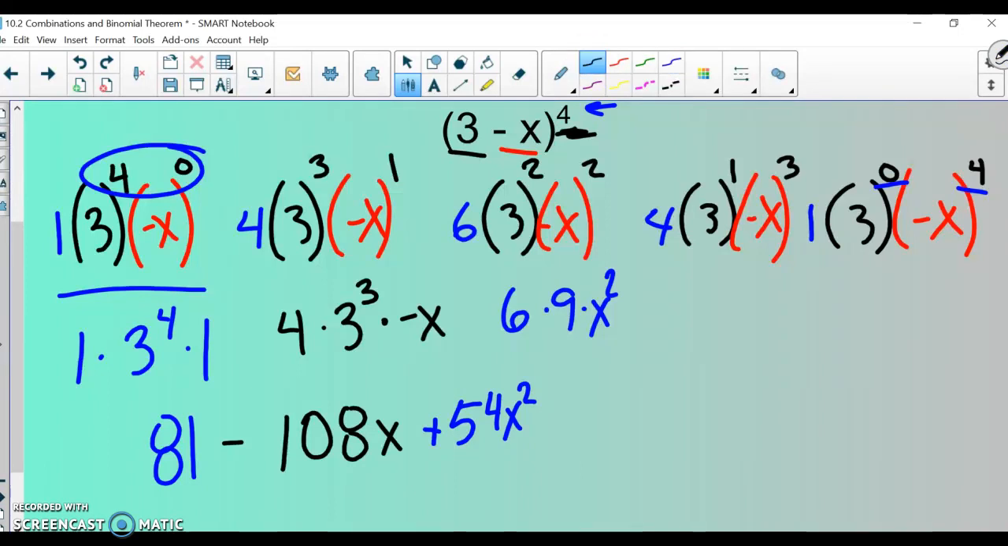Now I'll move on to my fourth term, which would be 4 times 3, and negative x cubed is just negative x cubed. So I'd end up with, right, I've got a negative there, so it'd be minus 12x cubed.